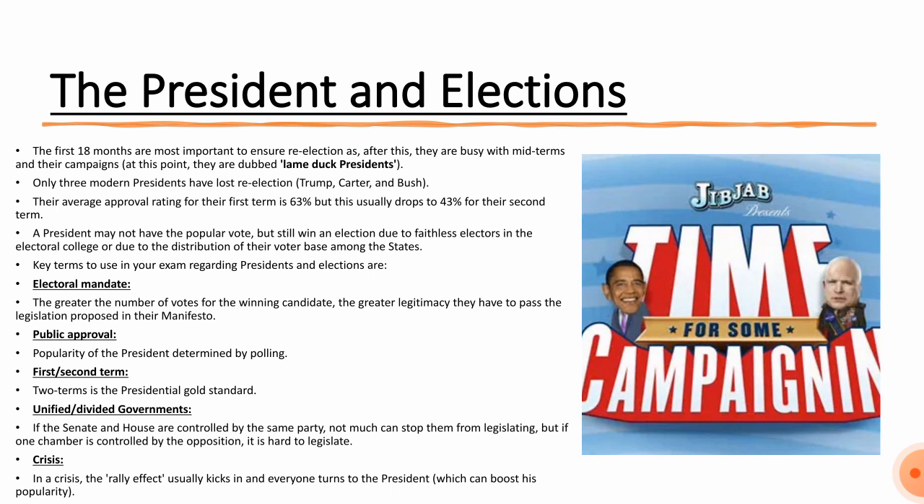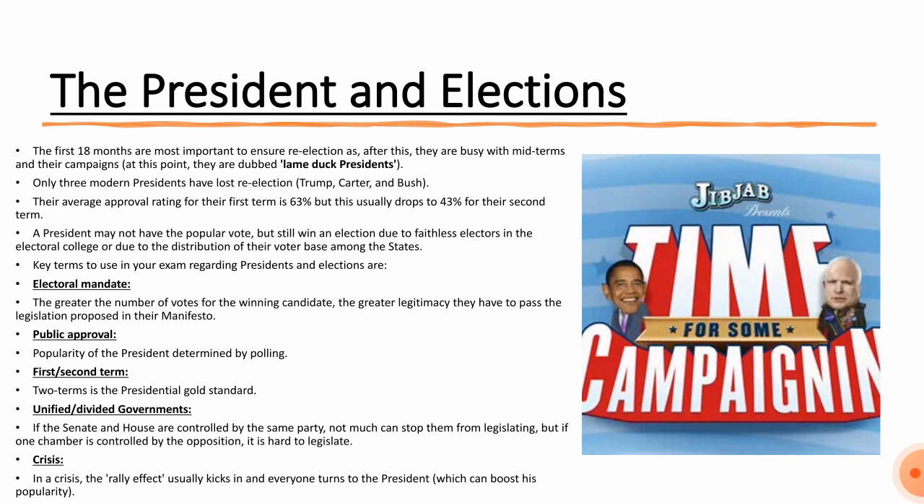Public approval, which is the popularity of the president determined by polling. Their first and second term, being obviously the first term is for the first 4 years they hold office after the first election. Second term, they are elected again, which is the golden standard for presidents, and then they will serve for 8 terms, providing they do not resign or die while they are in office or are impeached.